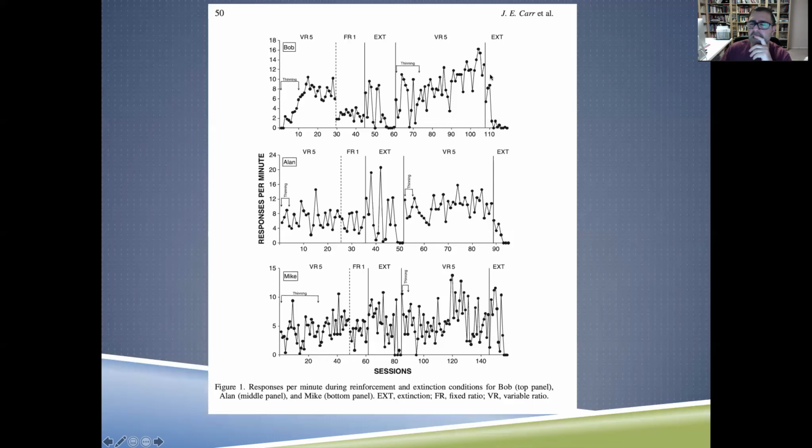After VR5, the behavior should be more resistant to extinction, but it's not. Behavior goes down very quickly, and probably because it was the second extinction, right? So the second extinction makes the behavior faster, but we are trying to counteract that, because if fixed ratio was a good procedure, then behavior should have been faster here than here, but it wasn't. Then we tried with another participant.